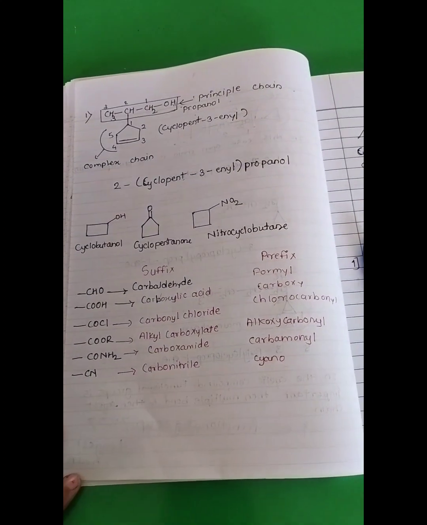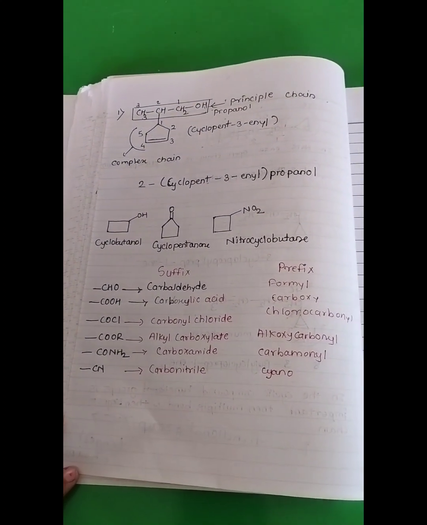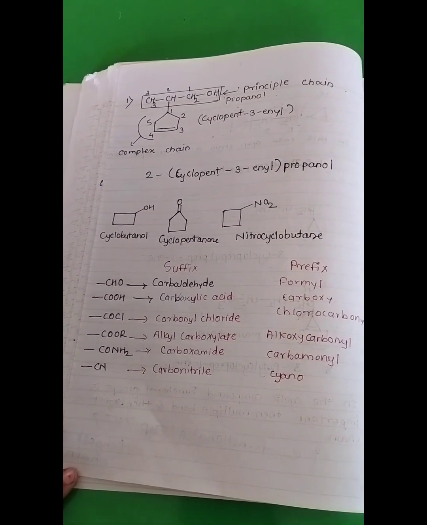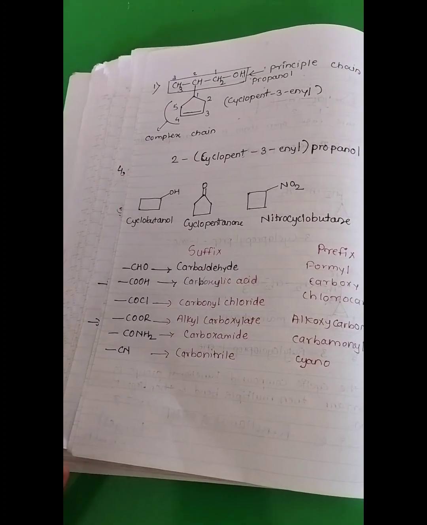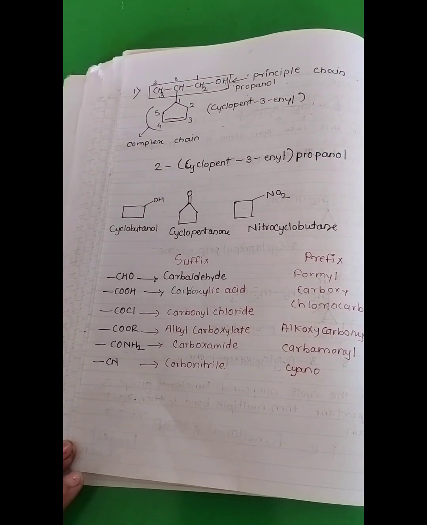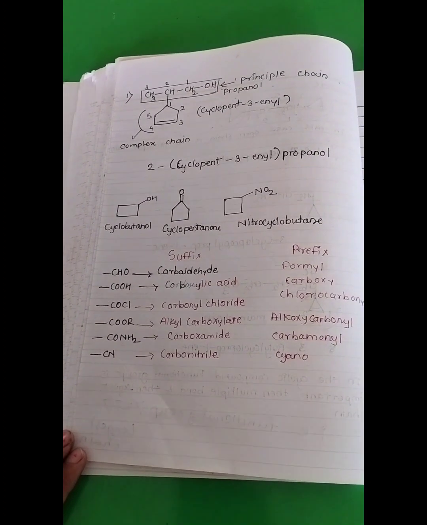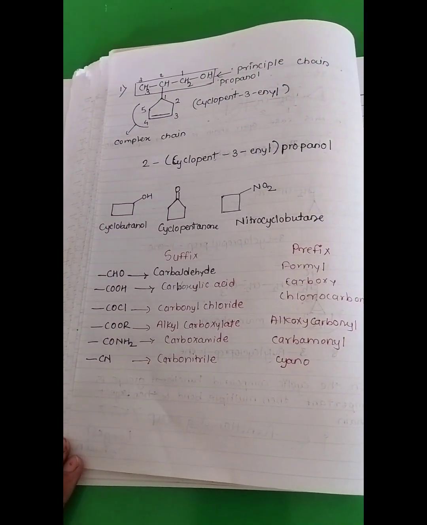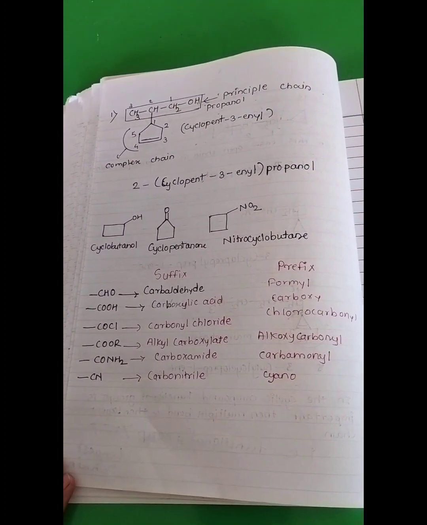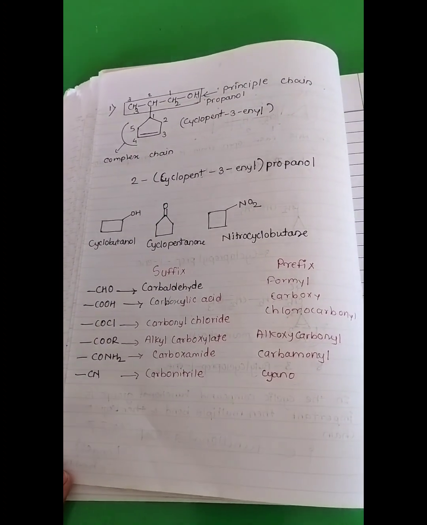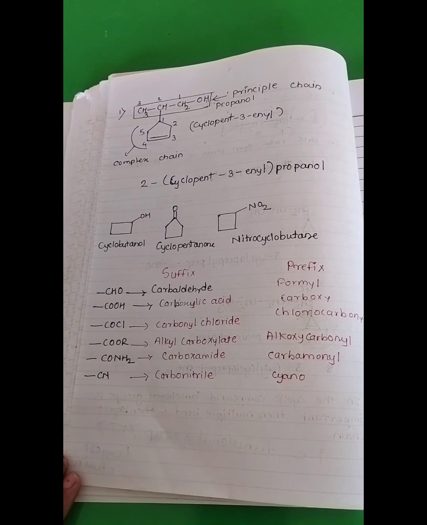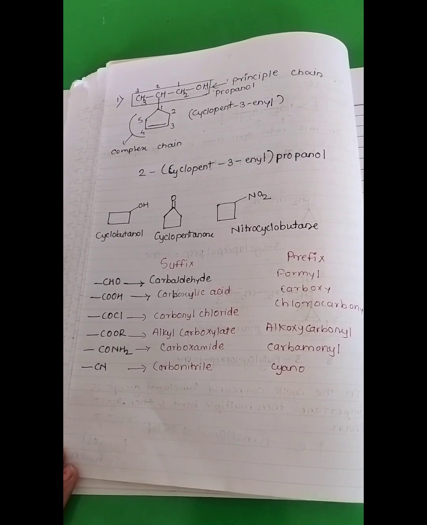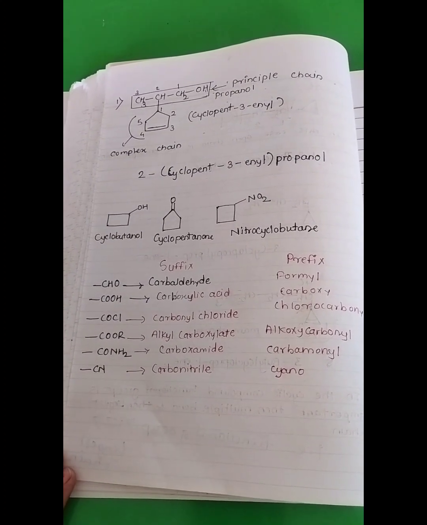Then some suffixes and prefixes. For CHO, the suffix is carbaldehyde and the prefix is formyl. For carboxylic acid, the suffix is carboxylic acid for COOH, and carboxy as the prefix. For COCl, the suffix is carbonyl chloride and the prefix is chlorocarbonyl. For COOR, the suffix is alkyl carboxylate and the prefix is alkoxycarbonyl. For CONH2, the suffix is carboxamide and the prefix is carbamoyl.